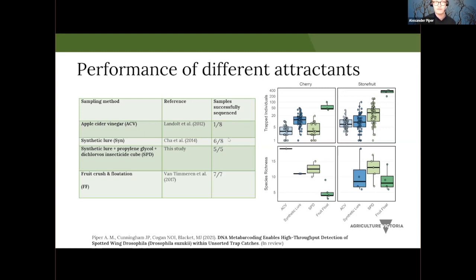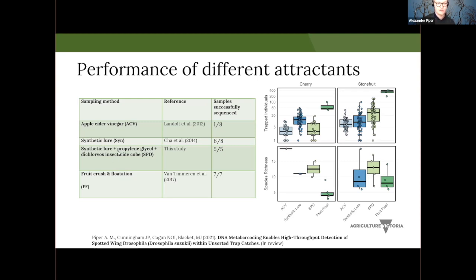And this is, I believe, related to the specimen sitting in a highly acidic solution for up to a fortnight. Also, the apple cider vinegar in particular is quite a complex matrix containing a lot of polysaccharides and things that can inhibit PCR reactions.